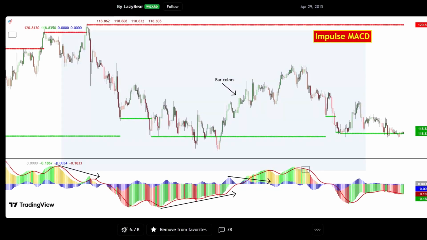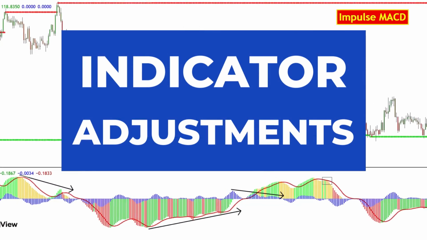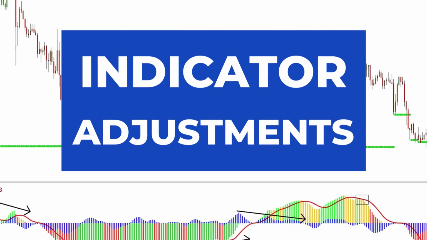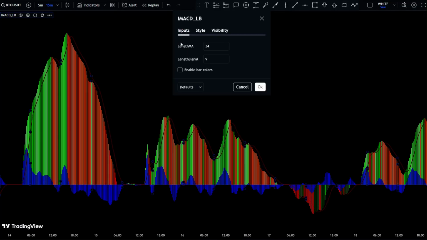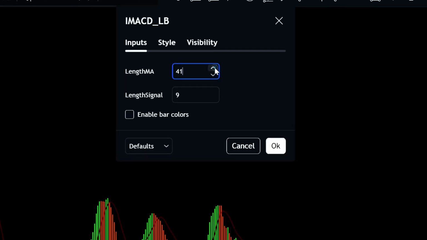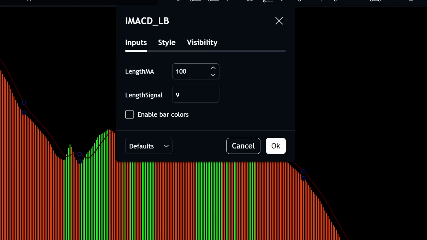Just like before, we'll need to make a few minor adjustments to get the most out of this indicator. Head over to the settings, and in the Inputs tab, let's go ahead and change the length MA from 34 to 100. After that, we'll leave the length signal as its default value of 9 and disable the bar color.